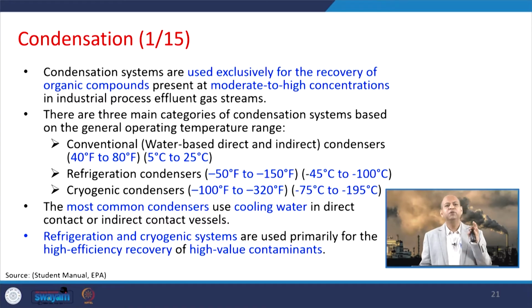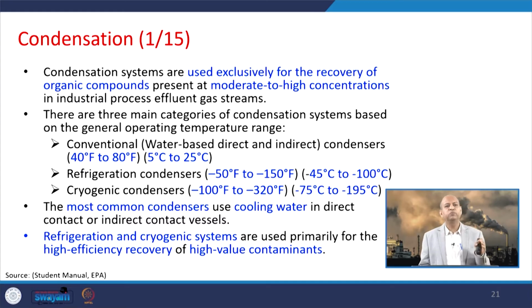There are three main categories of condensation systems based on the general operating temperature range. Conventional water-based direct or indirect condensers operate at 5 to 25 degrees Celsius. Other types are refrigeration condensers or cryogenic condensers. A refrigeration condenser has a range of minus 45 to minus 100 degrees Celsius, and a cryogenic condenser can have minus 75 to minus 195 degrees Celsius. For normal temperatures like 5 to 25 we use conventional condensers, but their efficiency will vary.